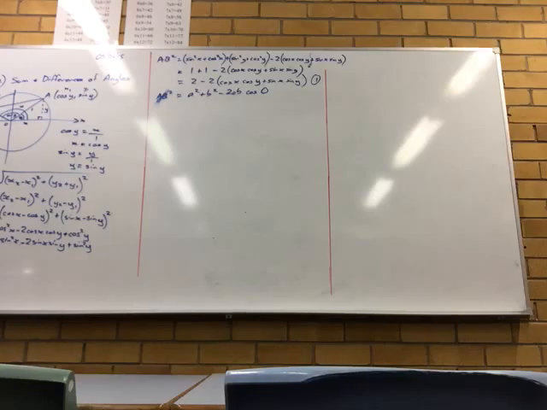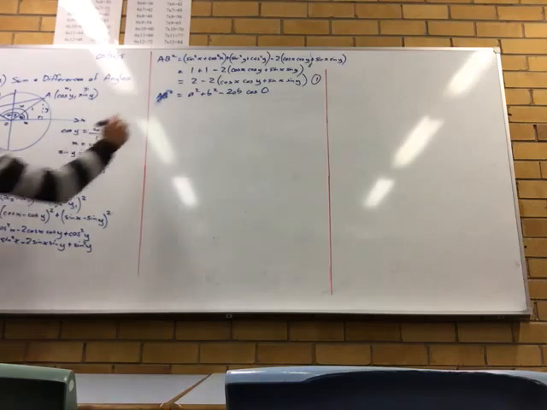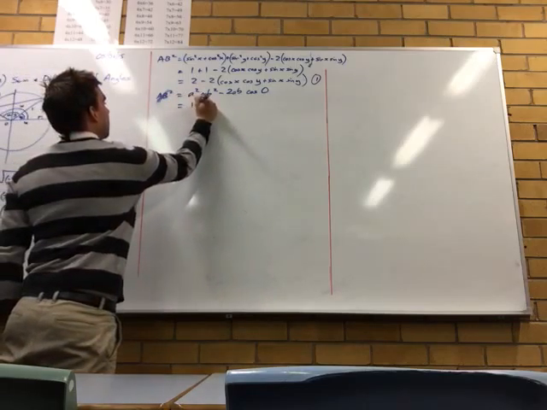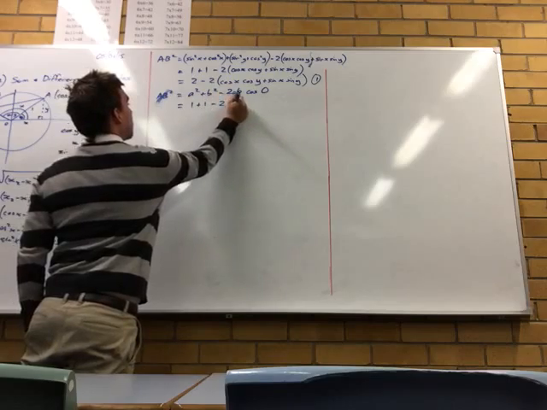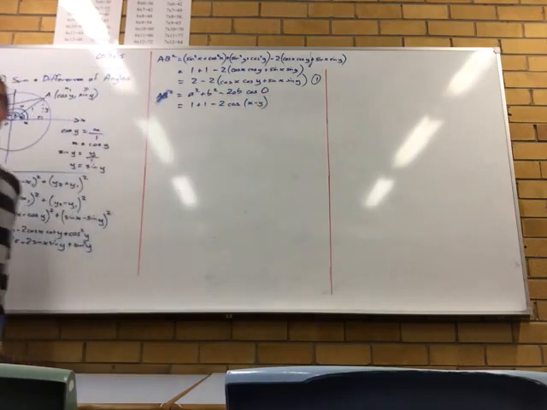Right, so A is 1, B is 1, so we're going to have 1 plus 1, and then A times B is also 1, so we're going to have 2, take away 2 cos of the angle x take away y inside that triangle. So 1 plus 1, take away 2 cos of the angle x take away y.